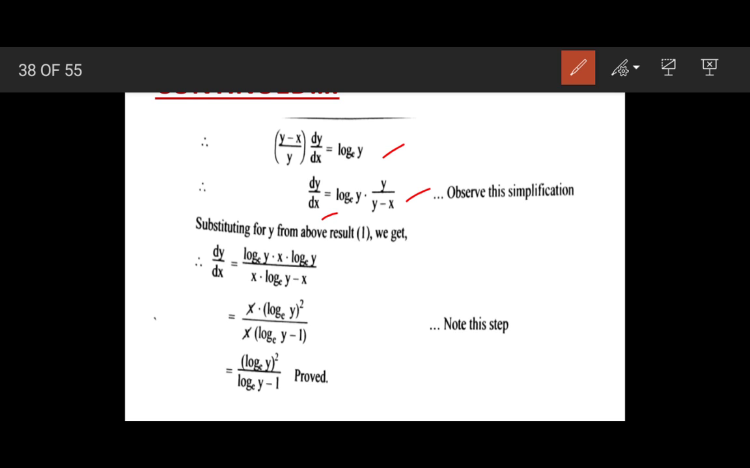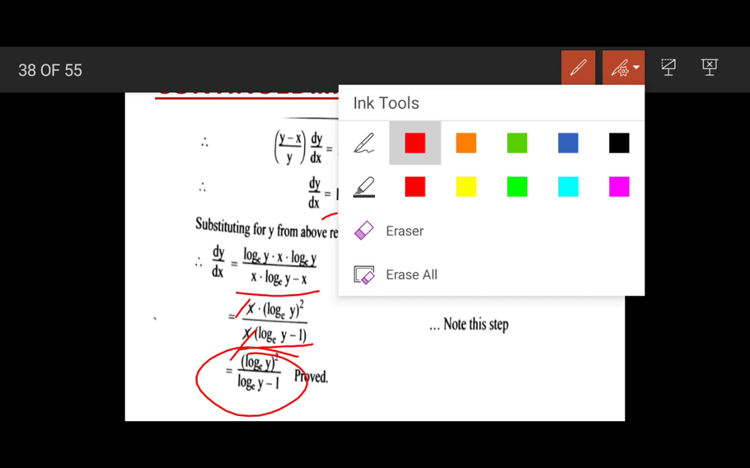Now substituting for y from equation 1, we get log y into x log y upon (x log y minus x). So by taking x common from the denominator we get x into (log y minus 1) in the denominator, then x cancels, and finally we get dy upon dx as (log y) whole square upon (log y minus 1).